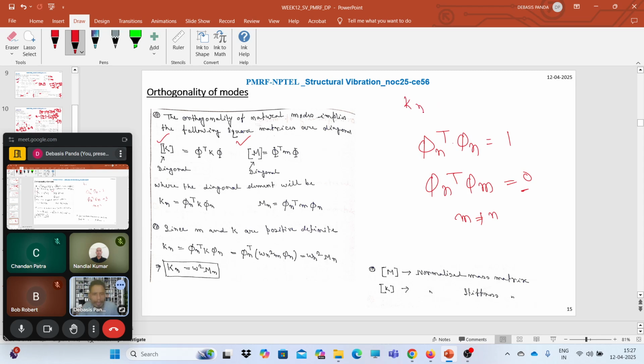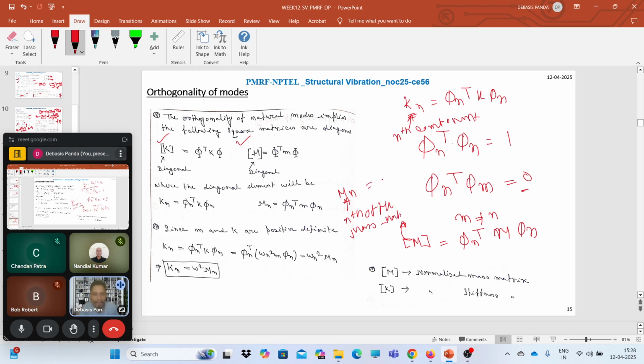So kn, that means the mode shape normalized stiffness matrix, is nothing but the nth component of the total k matrix. So how can we get it? Phi n transpose k phi n. And for the normalized mass matrix, it is phi n transpose m phi n. If we want to take the values of each component, that means m n, this denotes the nth component of the mass matrix.